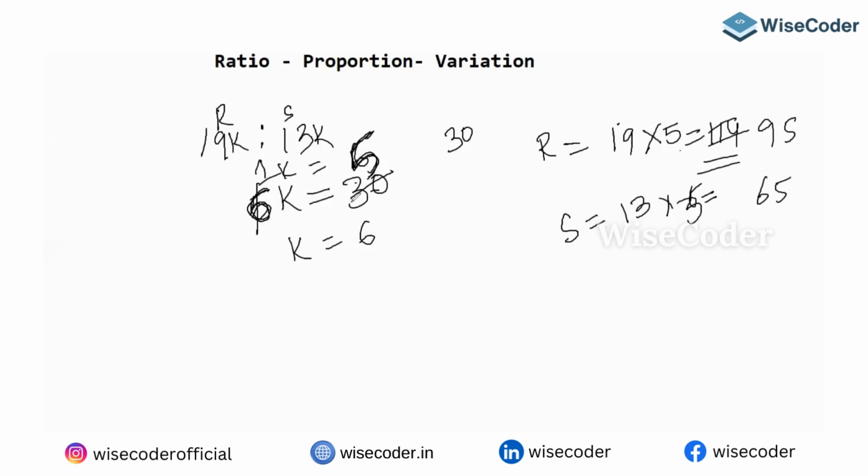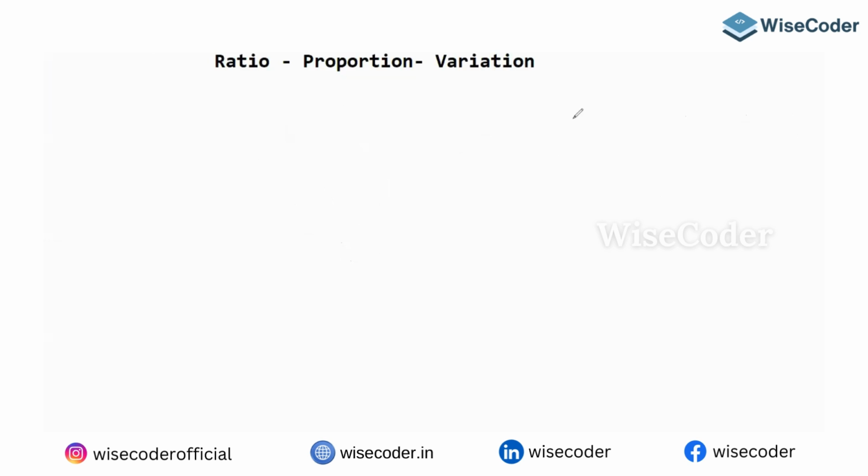So 6k is equal to 30, then k is equal to what, guys? 5. So 19 fives are 95 and 13 fives are 65. That's how you can end your answer.